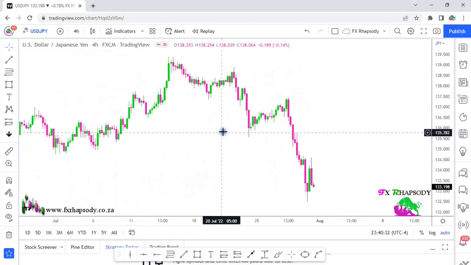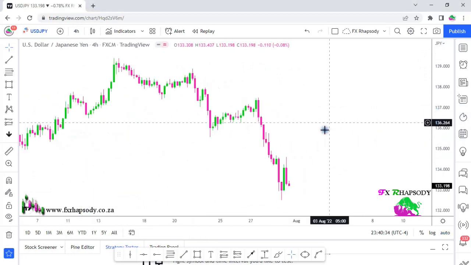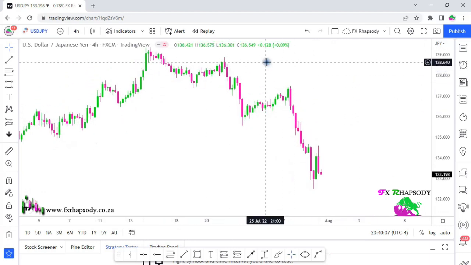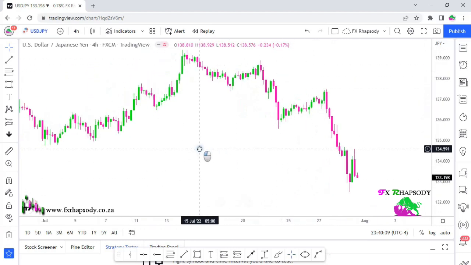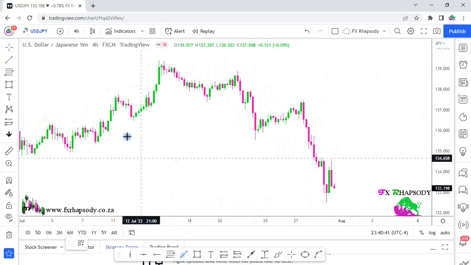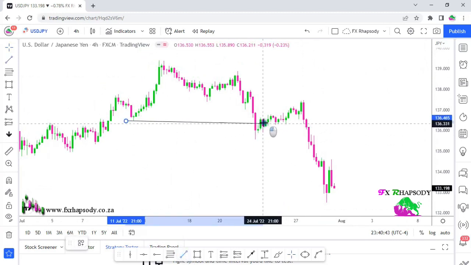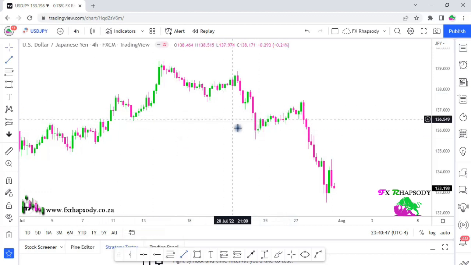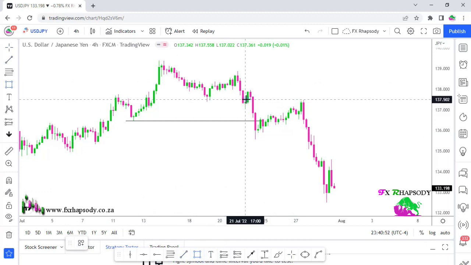Just zooming in. There we go. So a nice little, as we can see, downwards movement of price. Okay, nice little break of structure right about here. As we could see, there was a nice previous low. Price creating a fair value gap right about there.